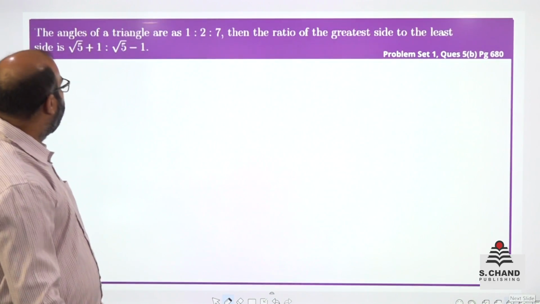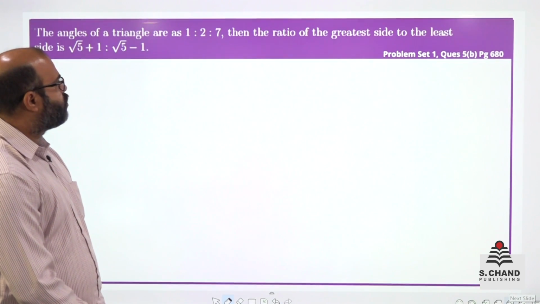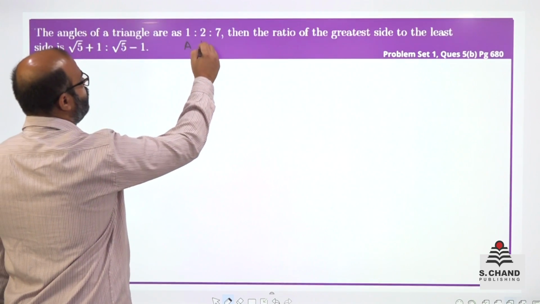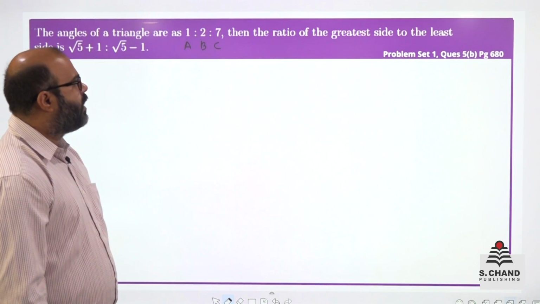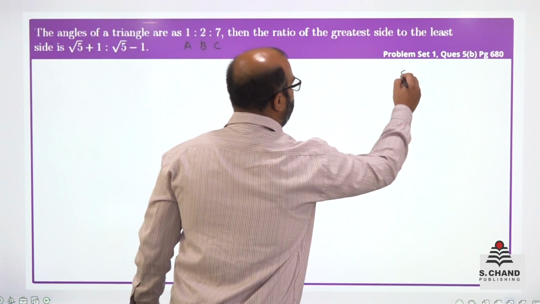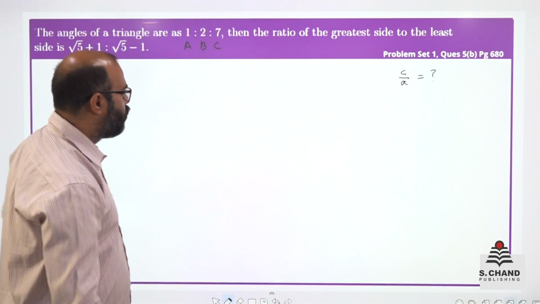In the next one we have the angles of a triangle are as 1 is to 2 is to 7. So we can say that this is angle A, this is angle B, this is angle C, and it is the ratio of the angles. Then the ratio of the greatest side to the least side. That means c upon a, greatest side by least side ratio, you have to find it out.